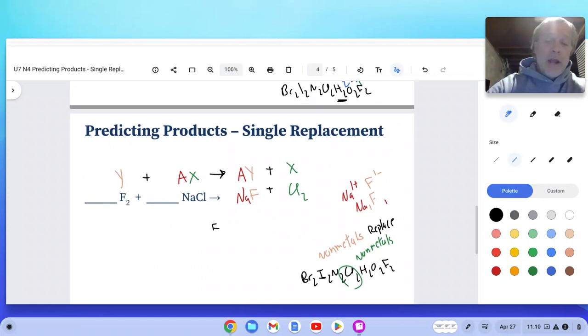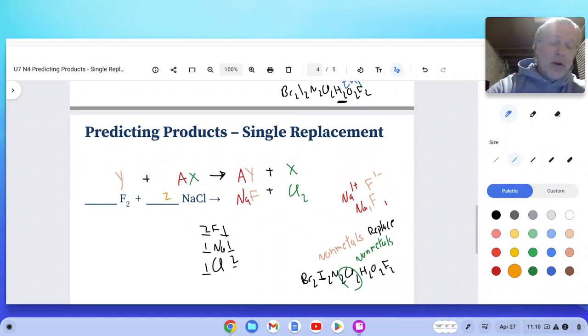So I have an F, and I have an Na, and I have a Cl. So on the left side, I have 2 Fs, 1 Na, 1 Cl. And on the right side, I have 1 Na, 1 F, and 2 Cls. So to make this balance, I am going to add a coefficient of 2 here. And when I do that, that gives me 2 Nas and it gives me 2 Cls.